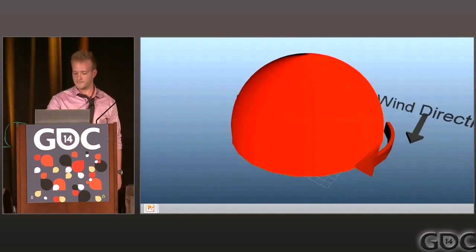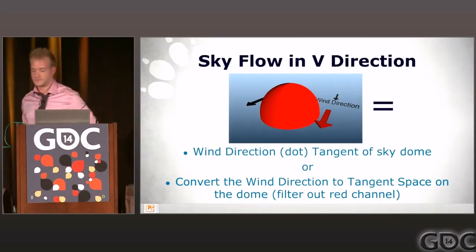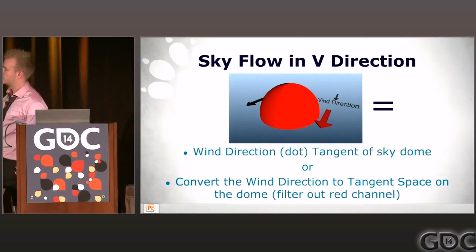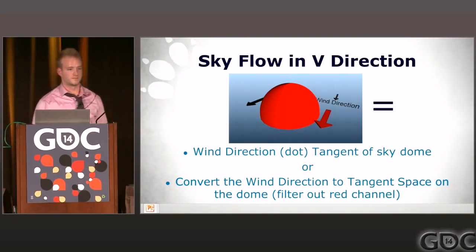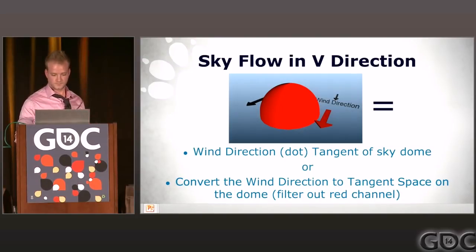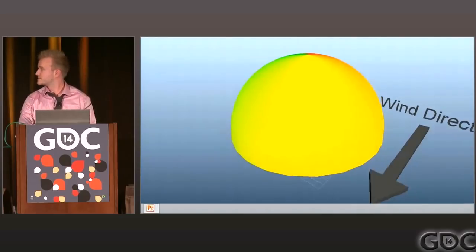This time, the math is taking the wind direction dotted against the tangent of the sky dome, or the red channel of that previous function. Here they are combined, which again doesn't look like much.